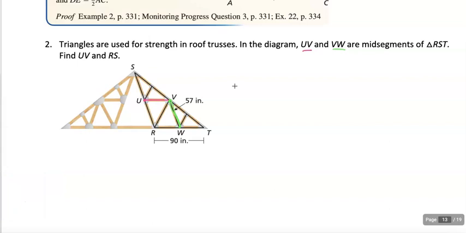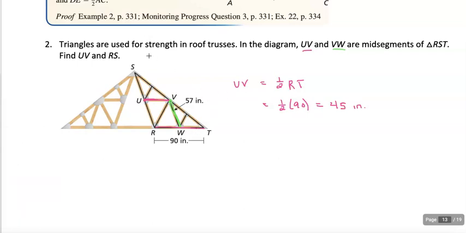The easier one is actually going to be UV here. If you see that UV is parallel to RT, and RT is 90, then UV is going to be equal to half of RT. So in this case, UV is going to be half of 90, which is 45 inches.